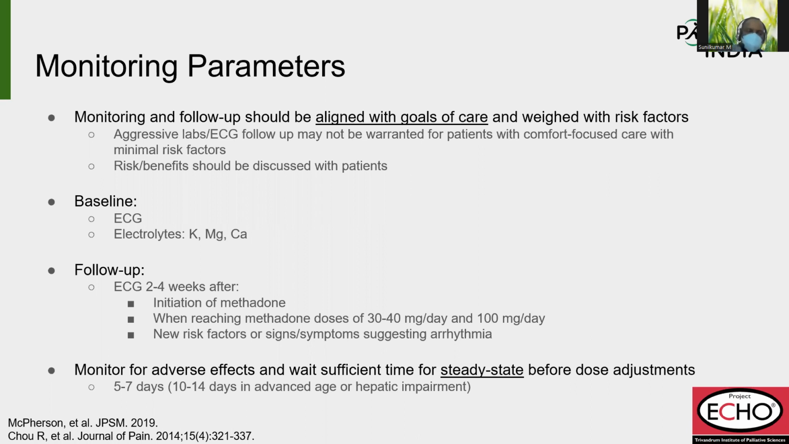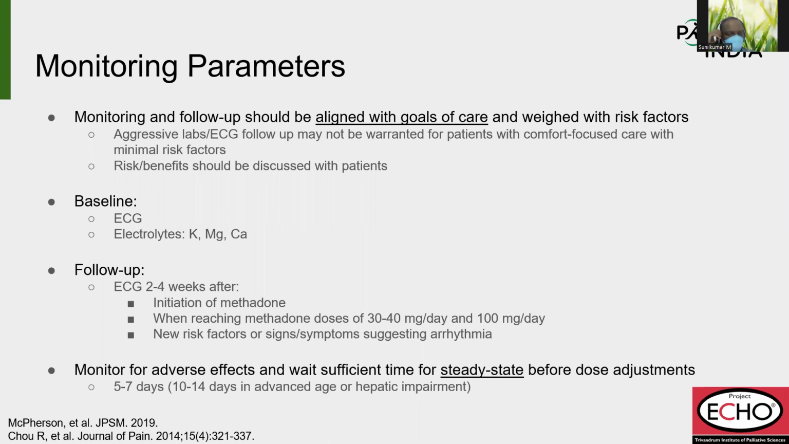And then during follow-up, you can take an ECG after 2 to 4 weeks. Once the dose reaches 30 to 40 milligram, you can do another ECG. And if you have reached up to 100 milligram, then another ECG to look for QT interval. And if the patient develops any new risk factors, then you have to do an ECG.